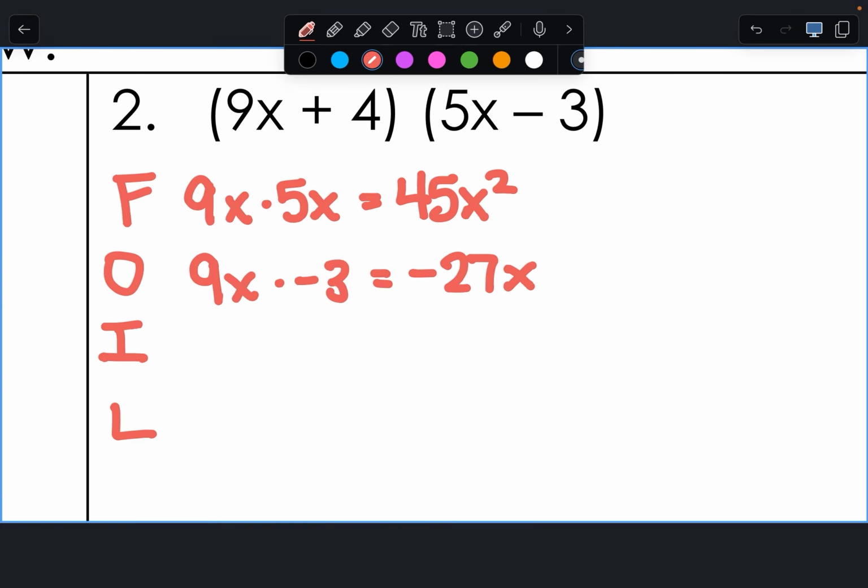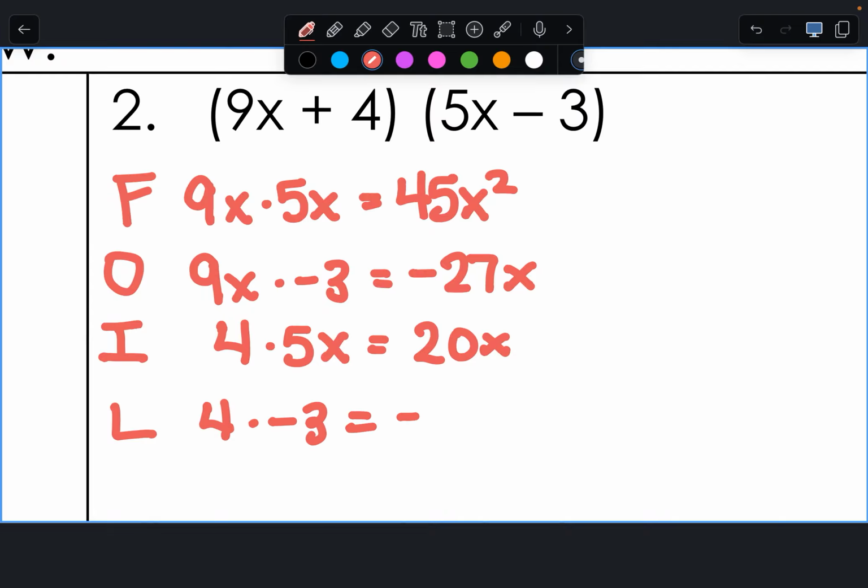The two inside terms, 4 times 5x, is 20x. L stands for last. What are the two last terms? 4 times negative 3, and that gives us negative 12.